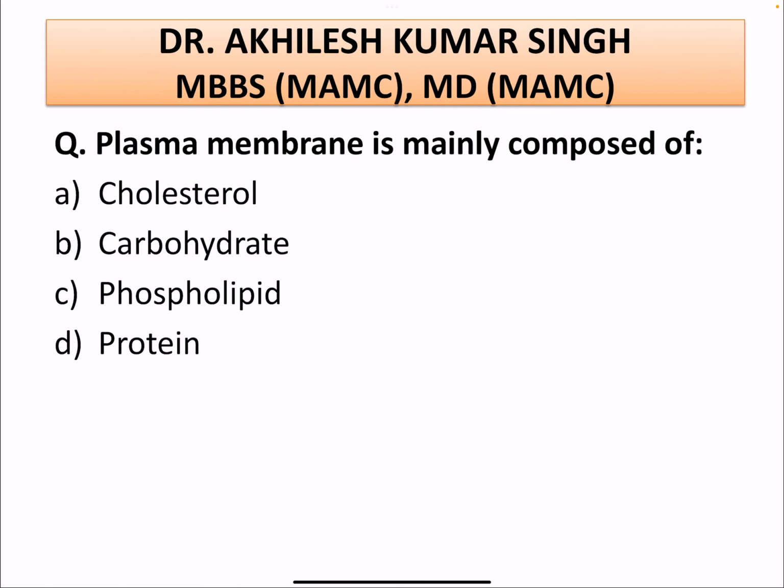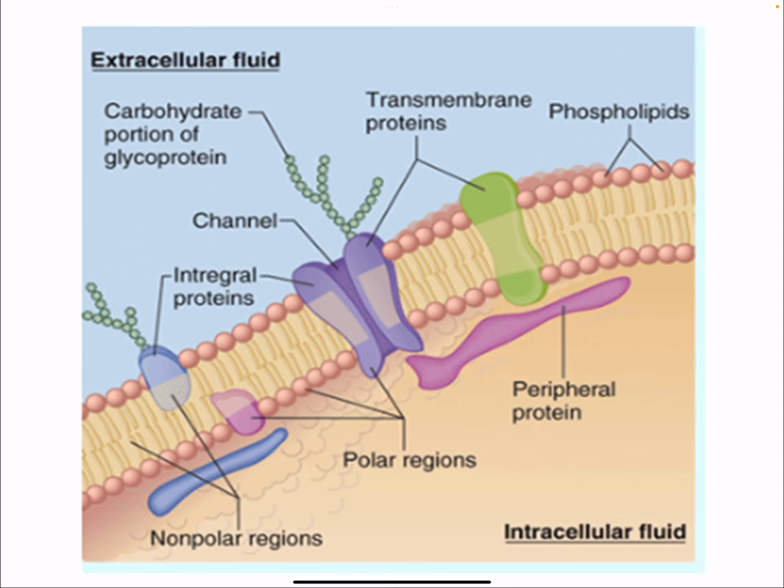The first question is, the plasma membrane is mainly composed of. To solve this question, you need to remember the composition of the cell membrane. So what is the composition of the cell membrane? This plasma membrane, you can see here, is made up of, number one, proteins. Number two, lipids, and the main lipid is the phospholipid. Number three is the carbohydrates.